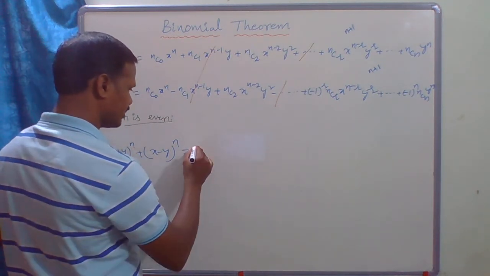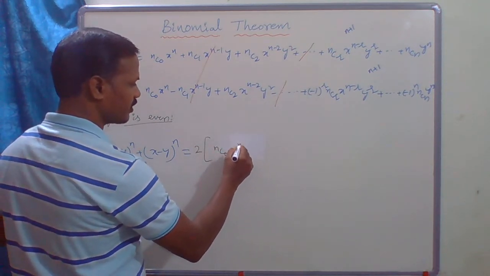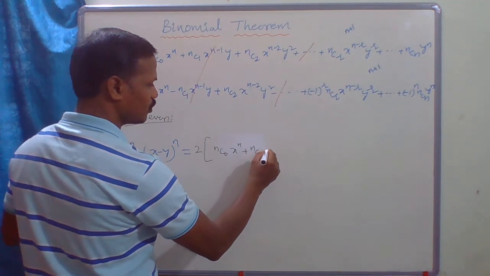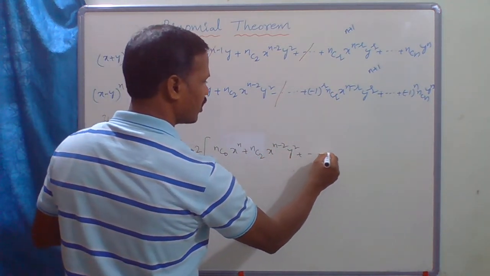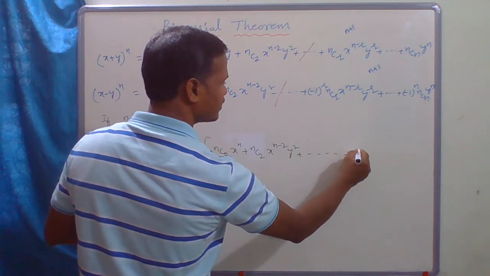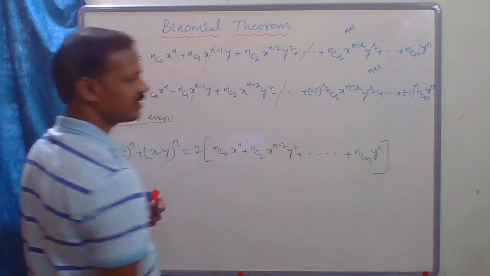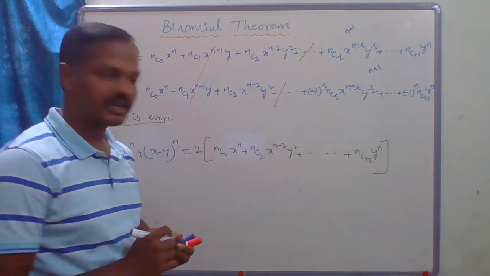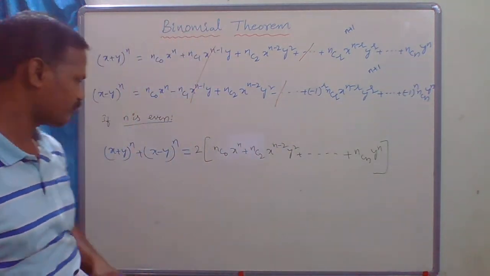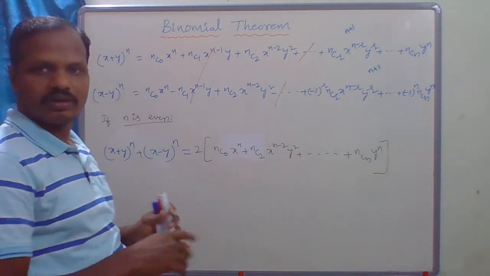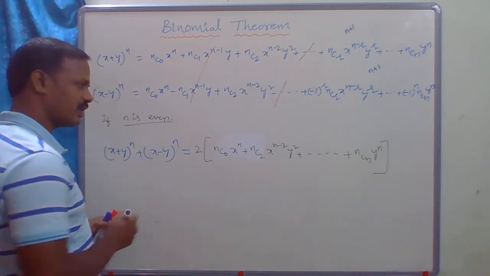So that means they are double terms, that is 2 into [nC0 x^n + nC2 x^(n−2) y² + and so on + nCn y^n]. Here n is even, fine. So the other terms will be cancelled.